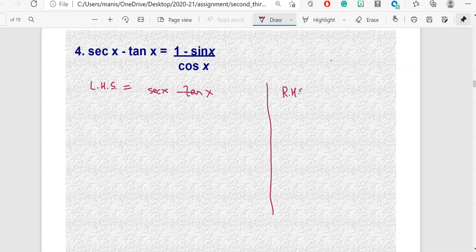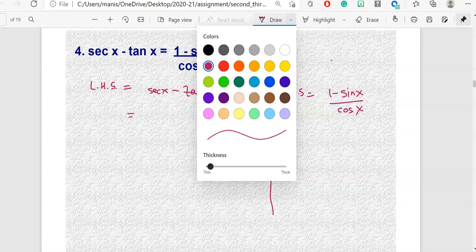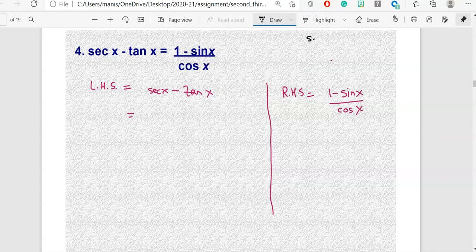This question is kind of a different type of question. You can use both the sides to solve this question, but I always start from the left hand side. You should always start from where? From the left hand side, then proceed. Now, what is the formula for secant theta? Formula for secant theta is secant theta is equal to 1 over cosine theta. And similarly for tangent theta, formula is what? Sine theta over cosine theta.